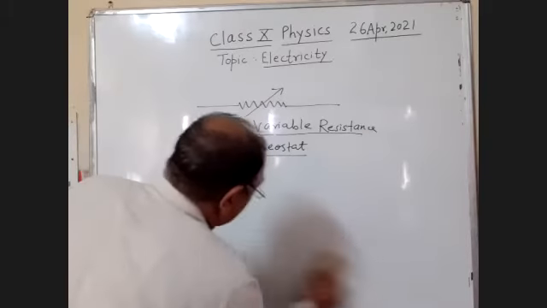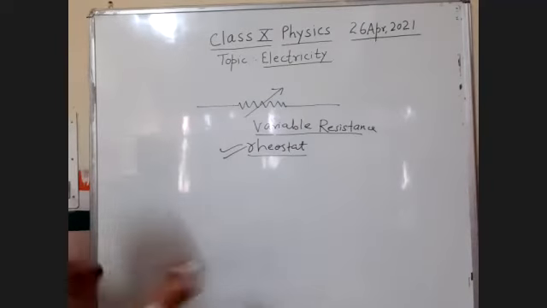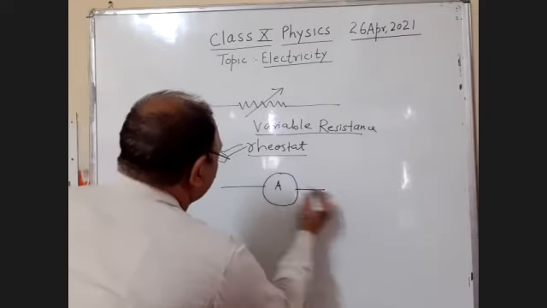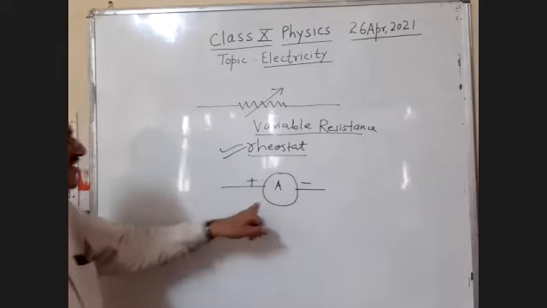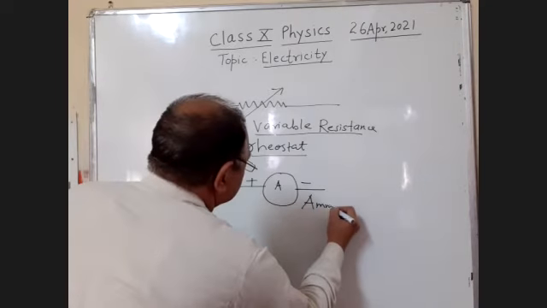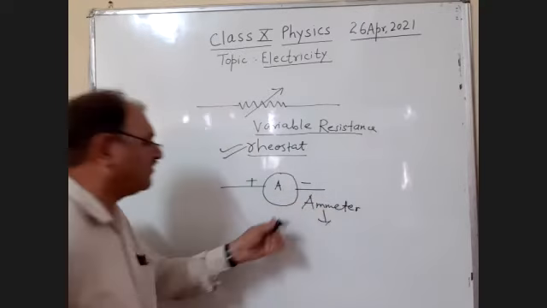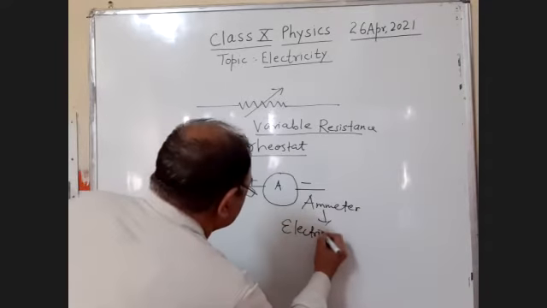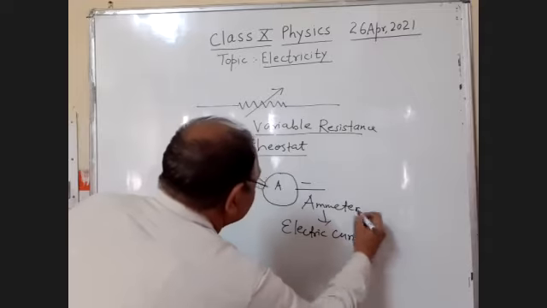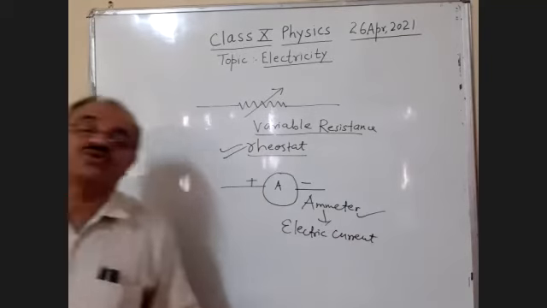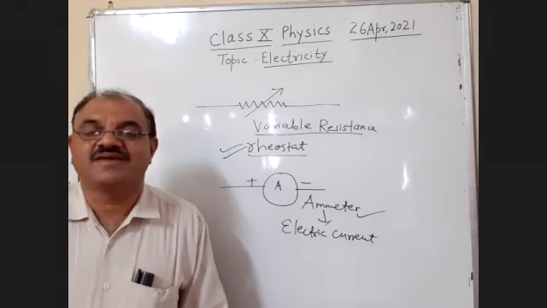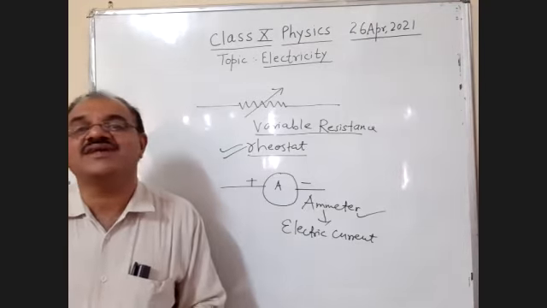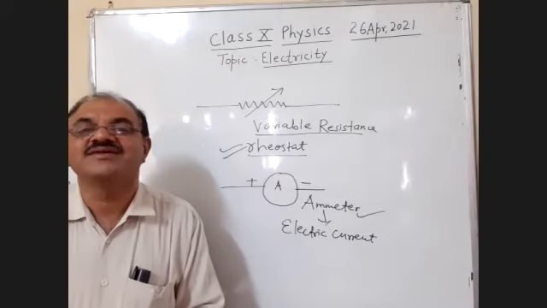Now students, this is the symbol of the ammeter. Here it is written as A, with a plus and minus. This is the ammeter. An ammeter is a device which is used to measure the electric current. Is it clear, students? It is correct.